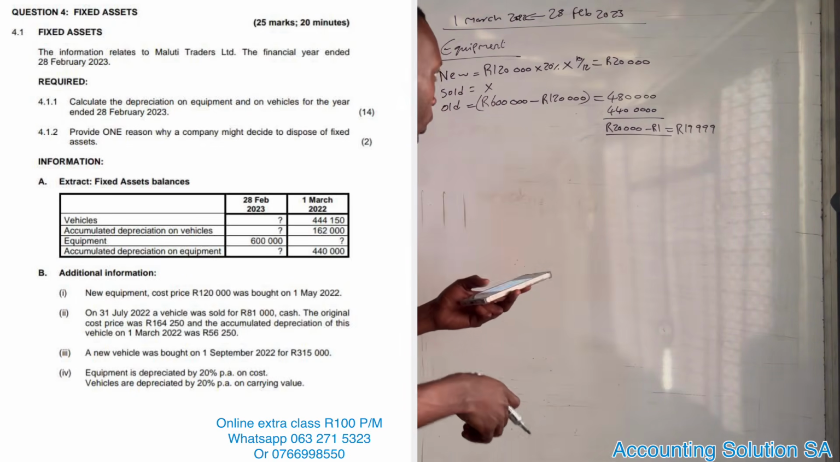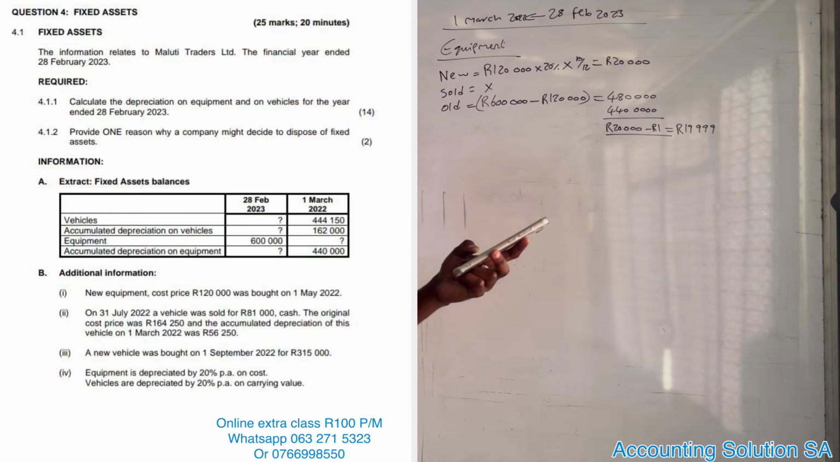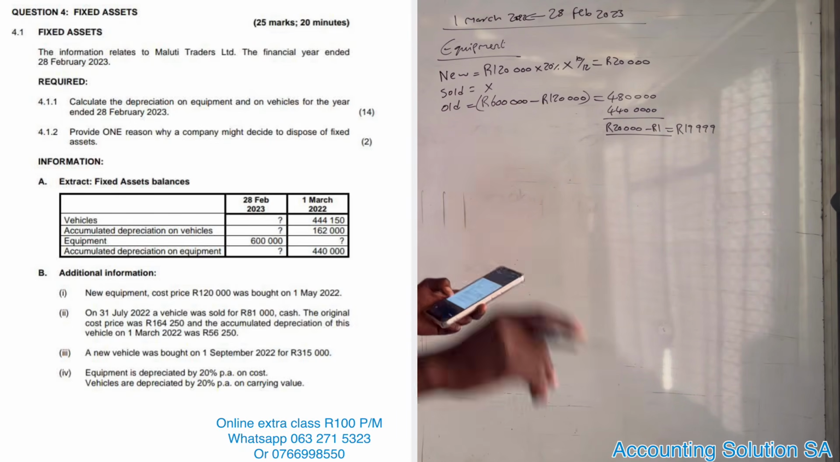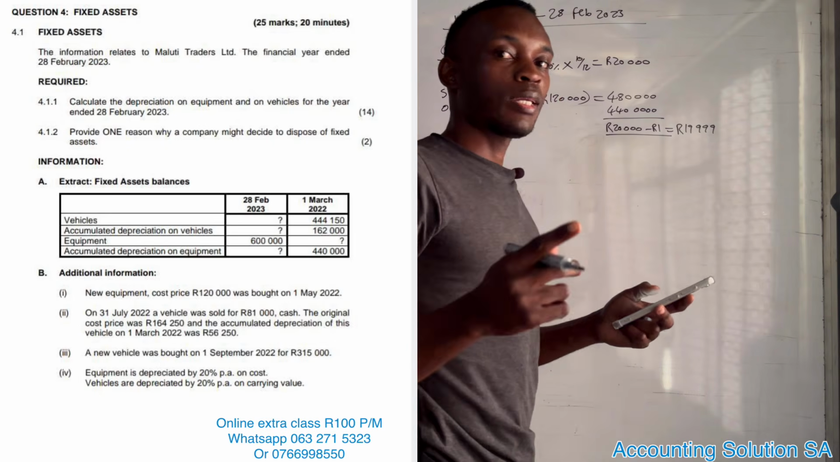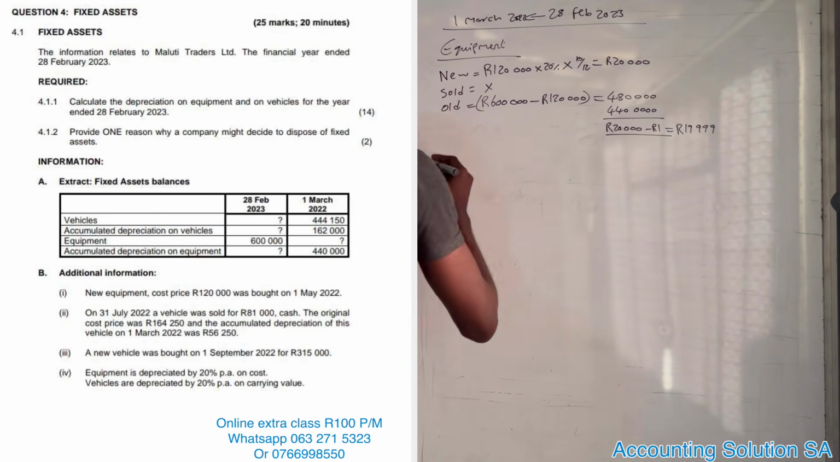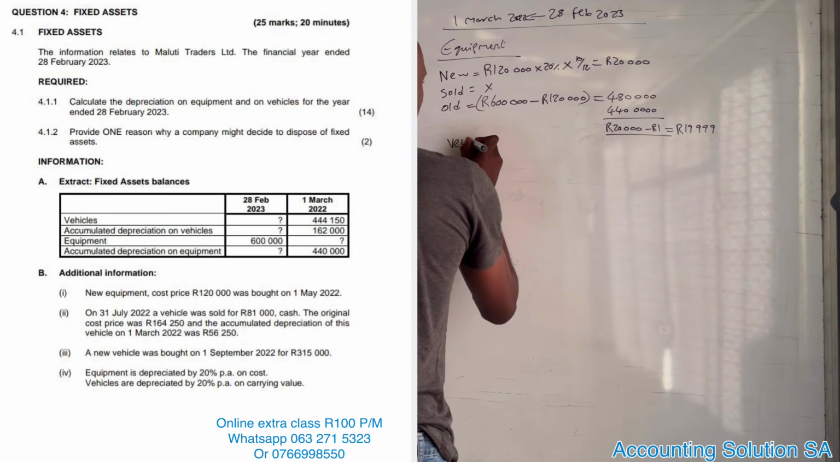Okay, now we are done with equipment. We applied the 1 rand rule, and I believe that you have learned something about this 1 rand rule. Okay, now let's calculate vehicles.